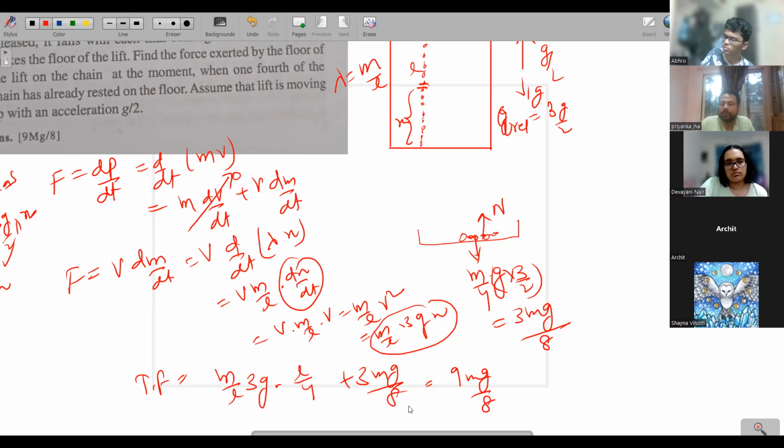Now we'll move to constrained motion. Very important.